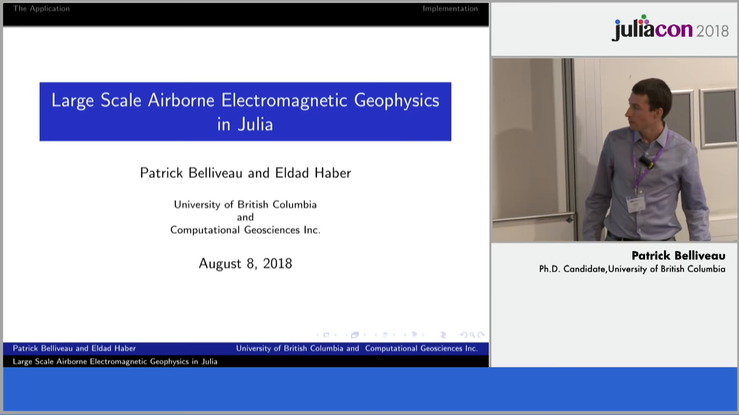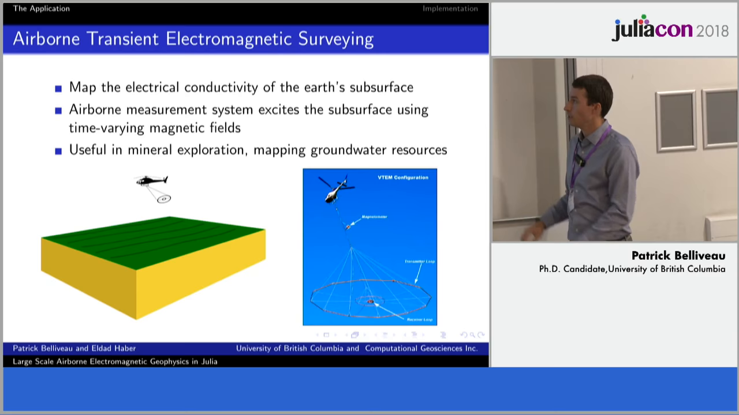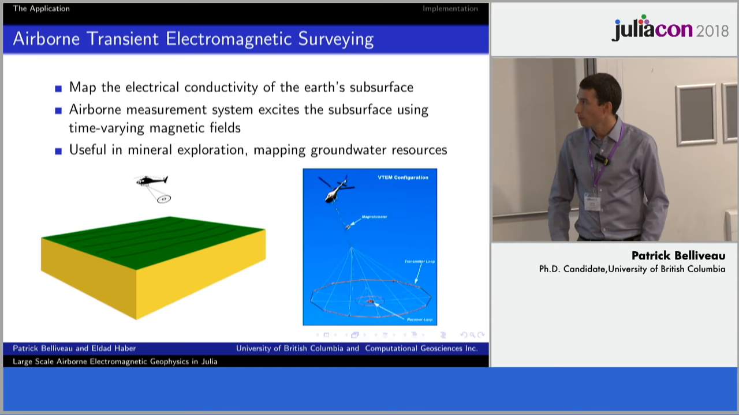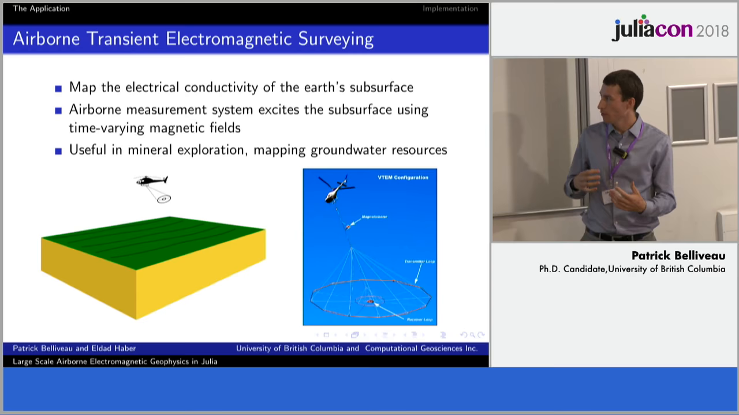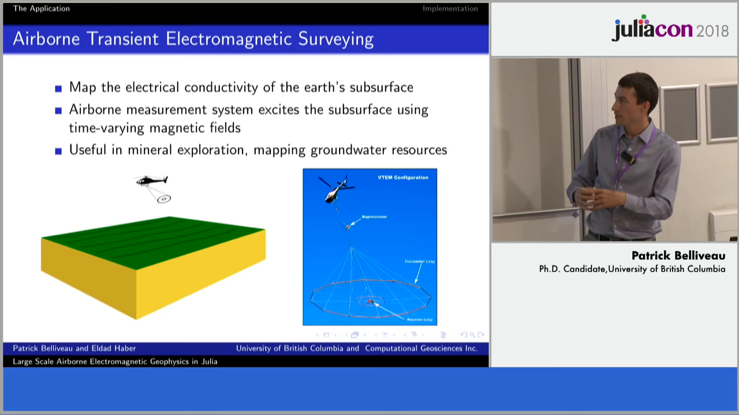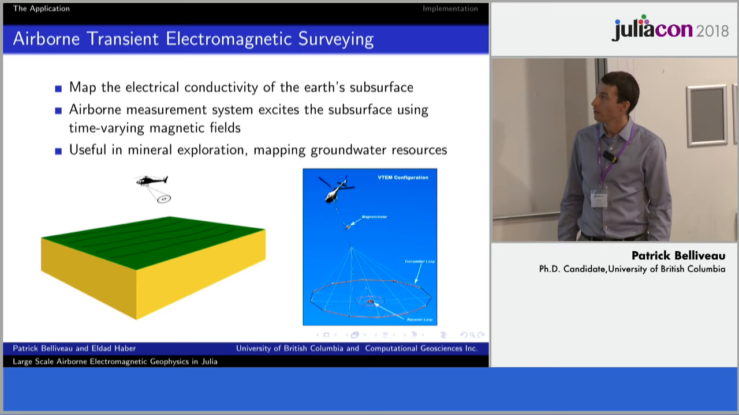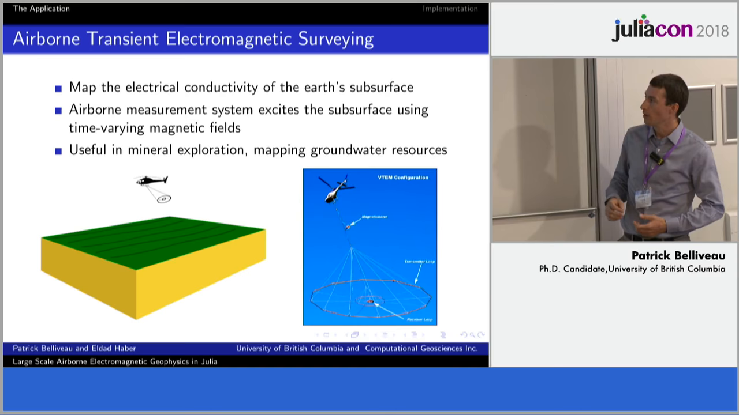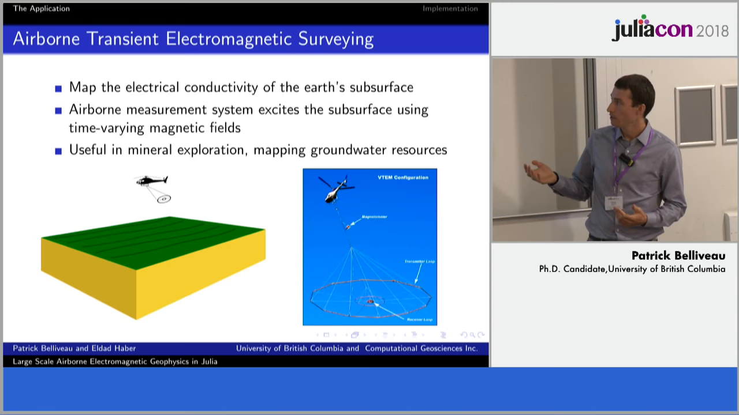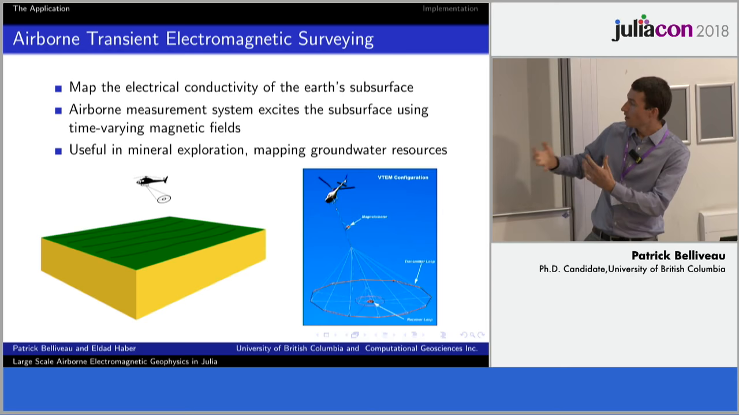I'm going to be talking about one particular application that we're interested in. My research group and the company, CGI, are generally interested in something called geophysical inversion. The general idea is we want to construct models of physical properties of the subsurface, and how they vary in space, based on a limited amount of data that we collect from the surface of the Earth or from the air. One computationally interesting example of this is airborne transient electromagnetic surveying. The goal is to construct 3D models of the electrical conductivity of the subsurface based on measurements collected from some aircraft-mounted system, like what we see in the image on the right here.